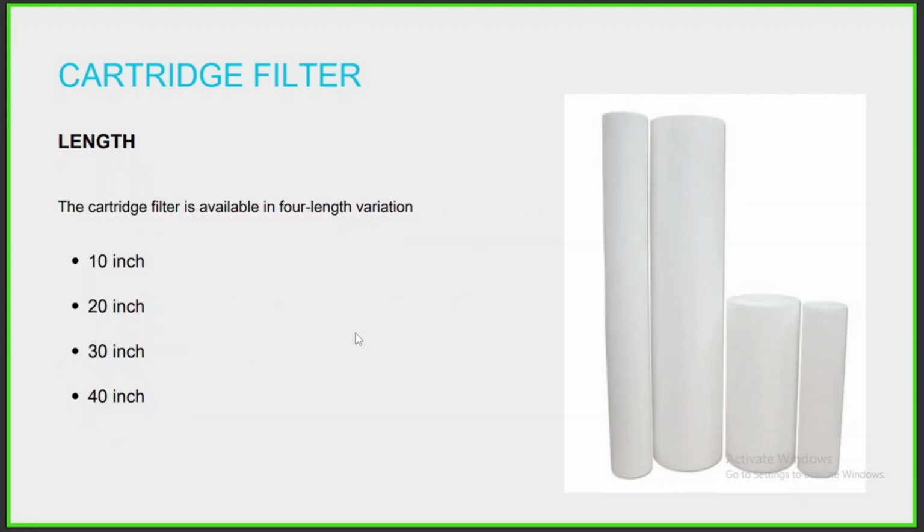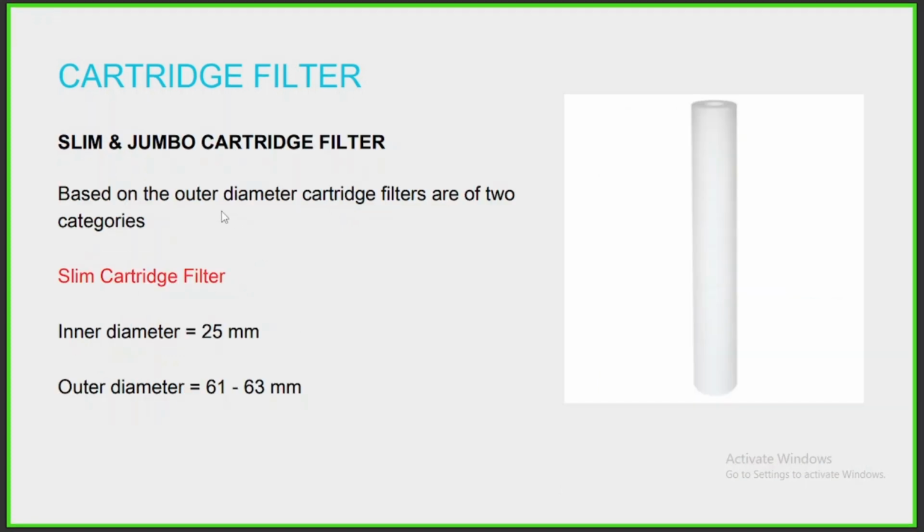Let's have a look at the length of the filters. The cartridge filter is available in 4 length variations, that is 10, 20, 30 and 40 inches. Move on to the type of cartridge filter, that is slim and jumbo cartridge filter. Based on the outer diameter, cartridge filters are of two categories.